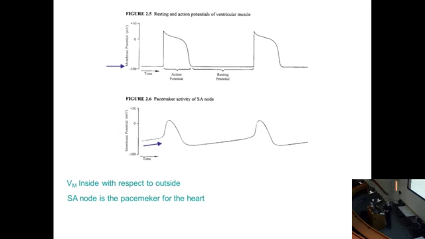If I want to alter the heart rate, I'll increase the rate of that rise, and I'll hit threshold more frequently over time. If I want to slow the heart rate, then I'll slow the rate of rise in the resting potential, and I'll hit threshold less frequently over time, and my heart rate will be slower. And that's how the heart works, okay?